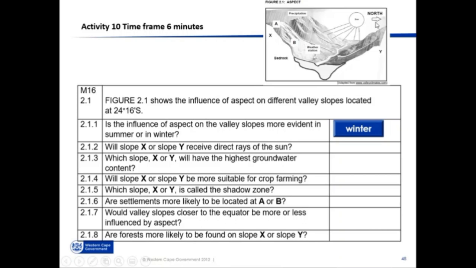Okay, then which slope, X or Y, receives direct rays of the sun? I think by now, if you know that X is north-facing, then it will get more sunlight, or direct rays of the sun. Which slope, X or Y, will have the highest groundwater content? I think, Dylan, I would like the children to answer that question. Let me hear which school will answer that question the fastest. Which of the two slopes will have the highest groundwater content?